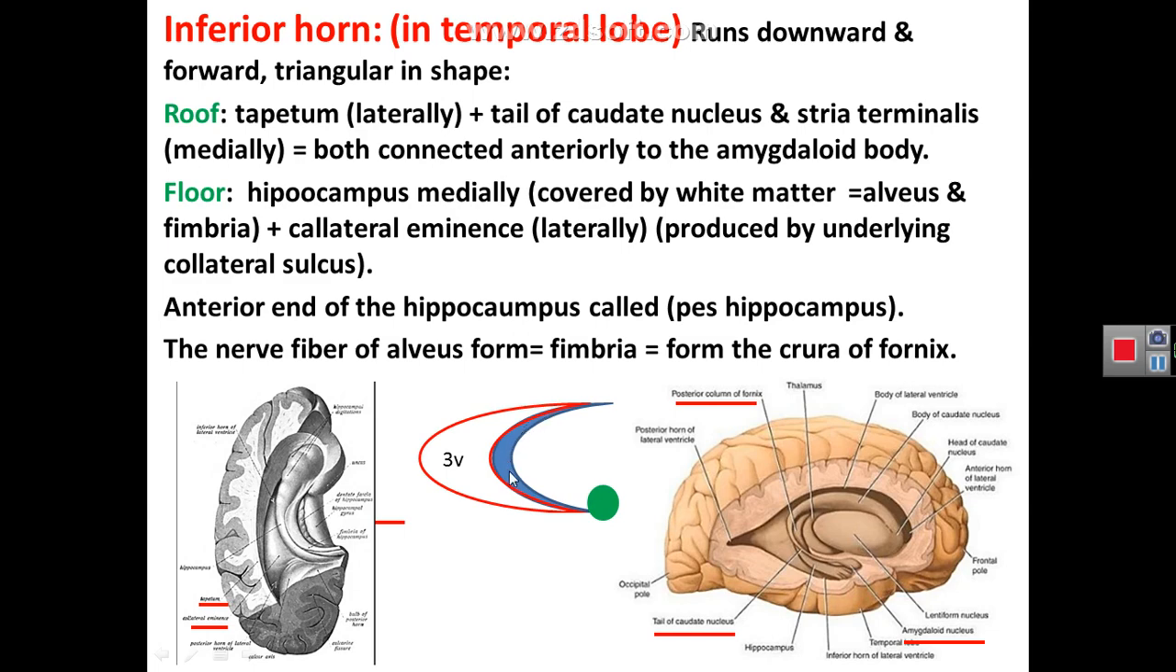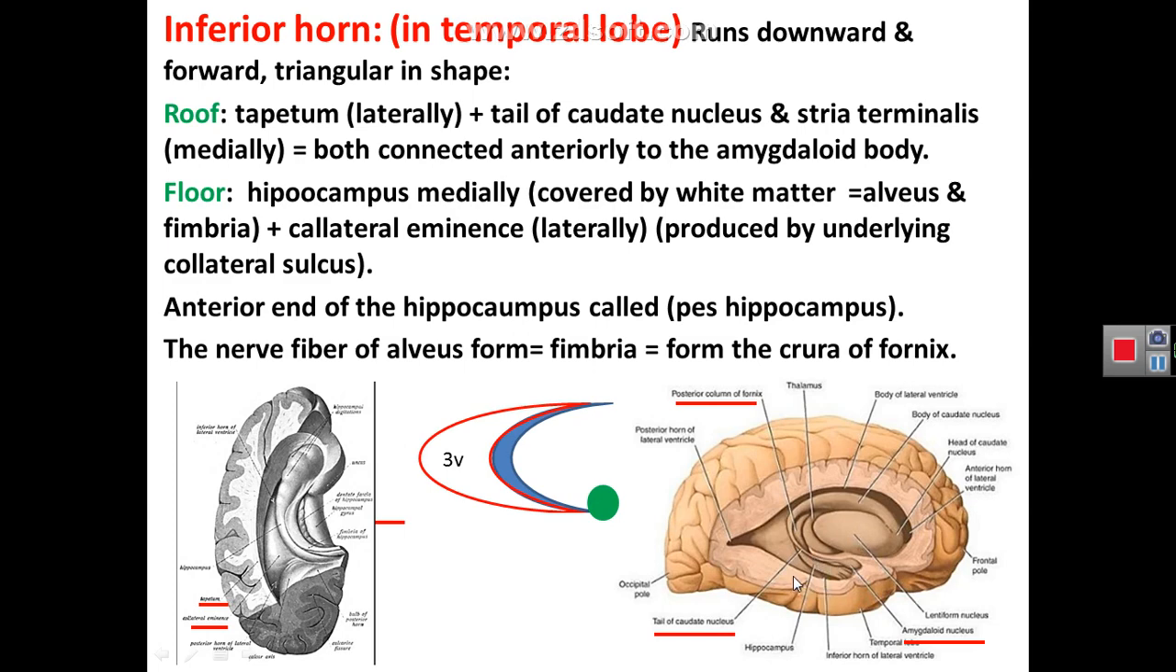But this C-shaped caudate nucleus forms the roof of the inferior horn of the lateral ventricle. Therefore, the inferior horn lying in the temporal lobe has a roof which is formed by the tail of the caudate nucleus. The caudate nucleus is always accompanied by a stria which is called stria terminalis. Therefore, the roof of the inferior horn is formed by the tail of caudate nucleus and stria terminalis, and these are the structures forming the medial part of the roof.